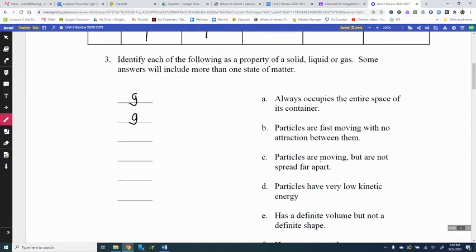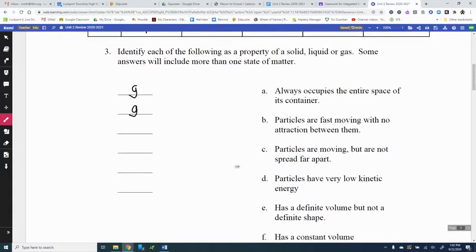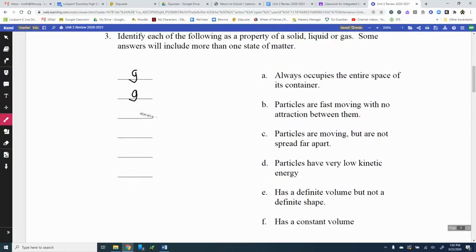Particles are moving, but not spread far apart. These are a little bit goofy as far as the spacing goes, but particles are moving, but not very spread apart. So that would be a liquid and a solid. Liquids and solids are not very spread apart. Liquids do move more than solids, but that doesn't mean solids don't move at all. Solids still move a little bit, just not very much.